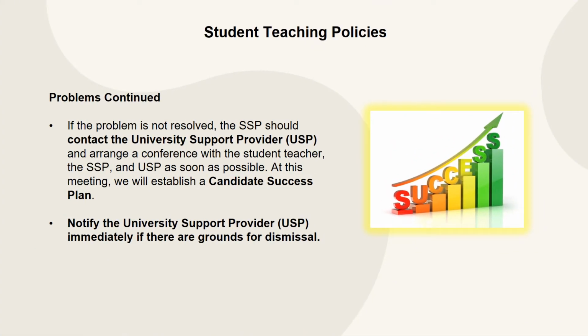If the problem is not resolved, the SSP should contact the university support provider and arrange a conference with the student teacher, the SSP, and the USP as soon as possible. At this meeting, we will establish a candidate success plan. Notify the university support provider immediately if there are grounds for dismissal.